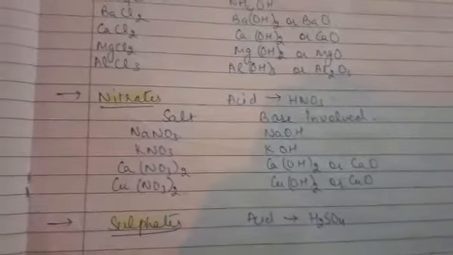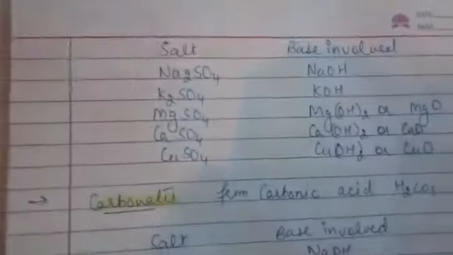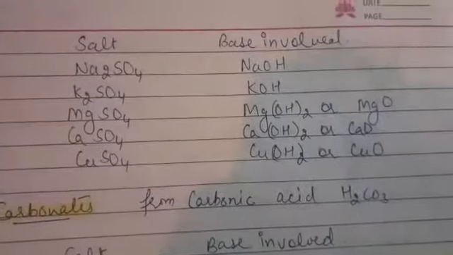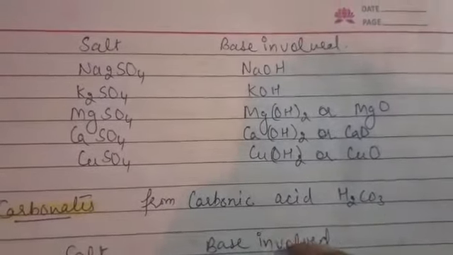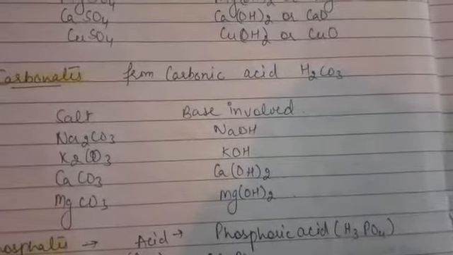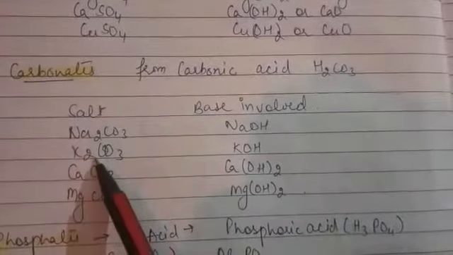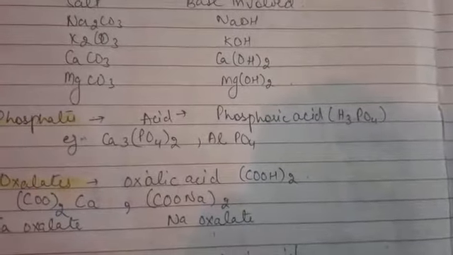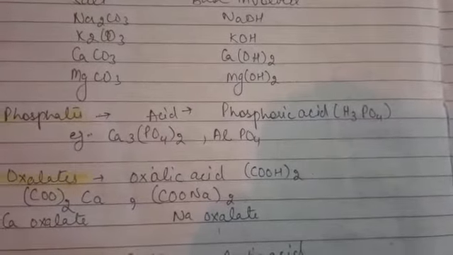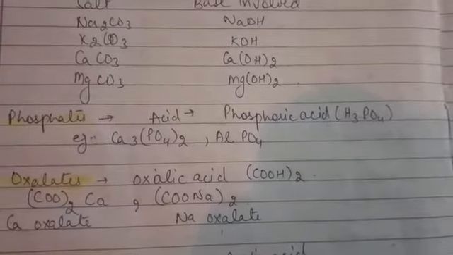Sulfate family: the acid involved is H2SO4, sulfuric acid, and the salt is Na2SO4, with base NaOH. Next is the carbonate family from carbonic acid, the salt is sodium carbonate and the base involved is NaOH. Phosphate family from phosphoric acid H3PO4, and an example is Ca3(PO4)2.